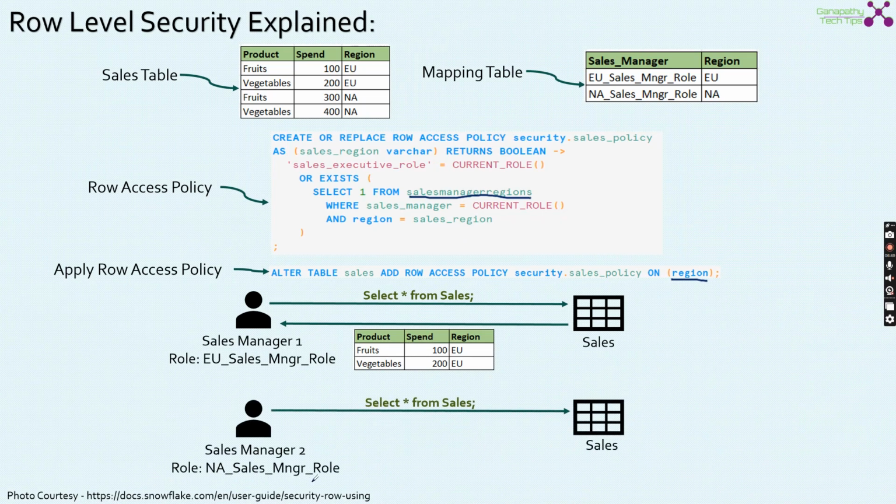Similarly, if a North America sales manager fires a query against this table, they will see only the North America related records alone. Now I hope you can clearly understand how we can implement row level security using these row access policies within Snowflake.